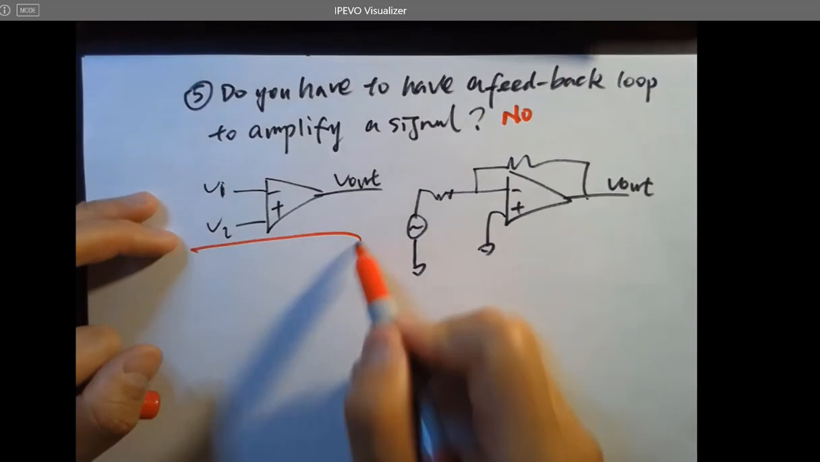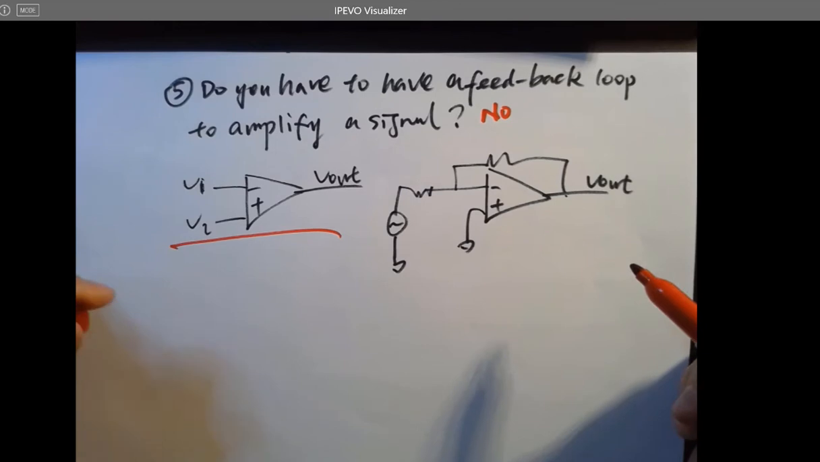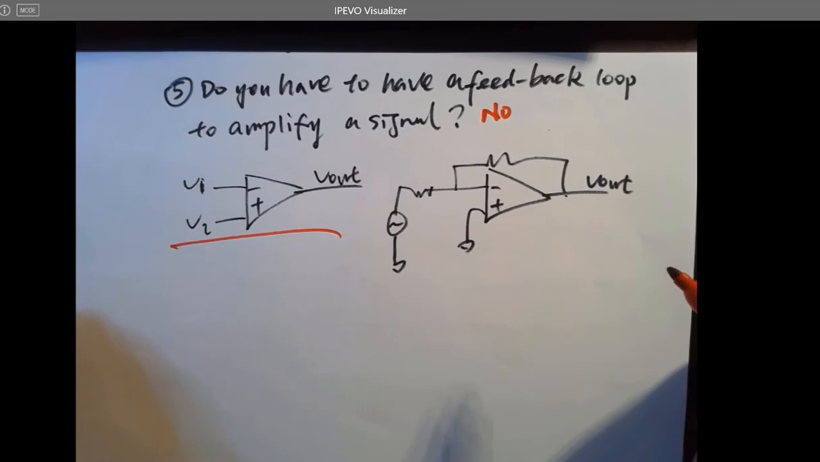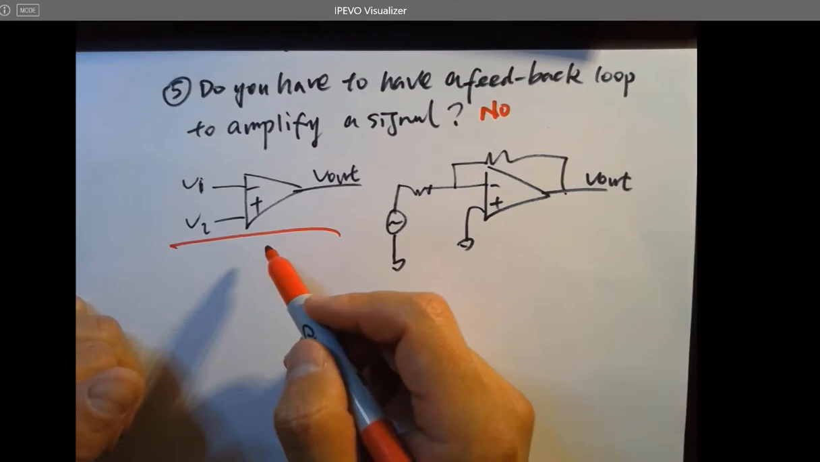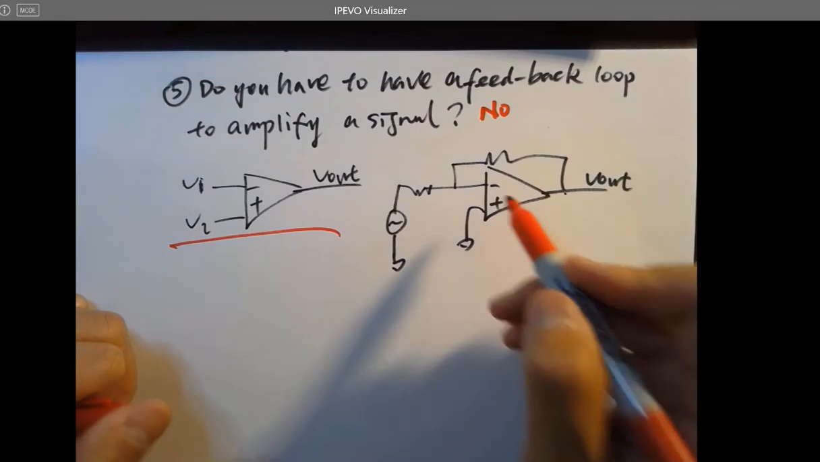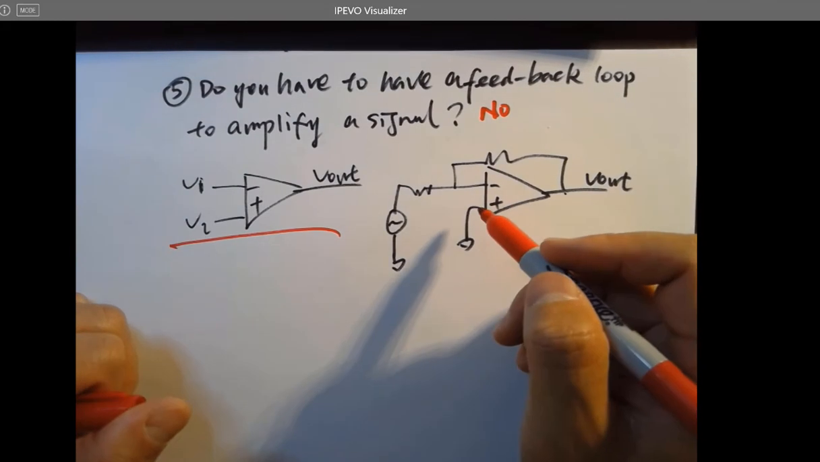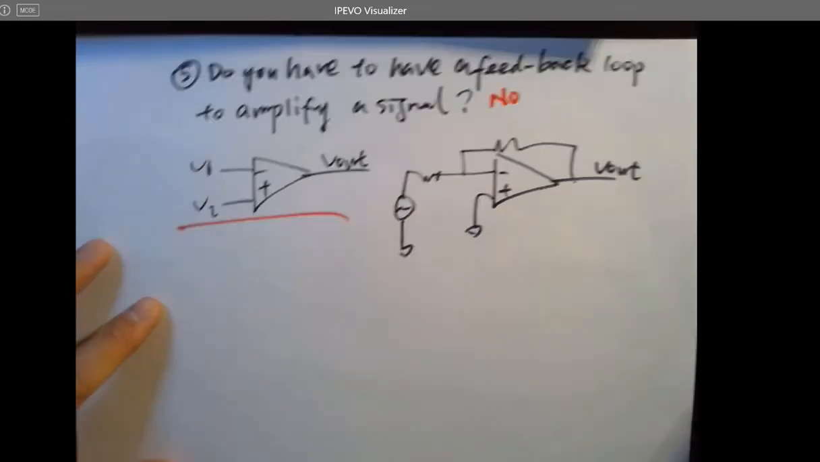Because this is also amplifying. It's just not amplifying as what you want this to be, because it's less controllable. You cannot configure the resistor ratio to try to change the gain, voltage gain of the circuit. On this one, you are able to control it. Okay.